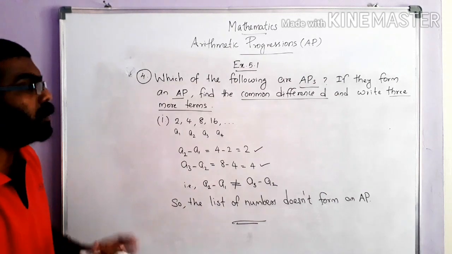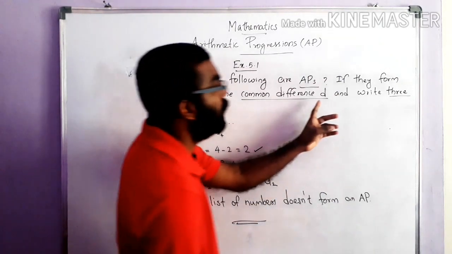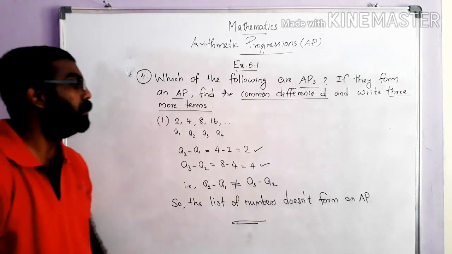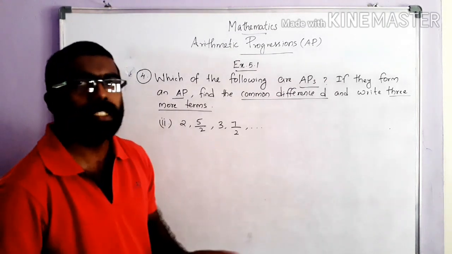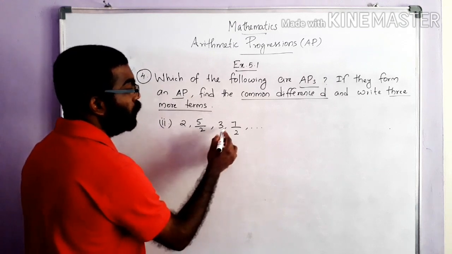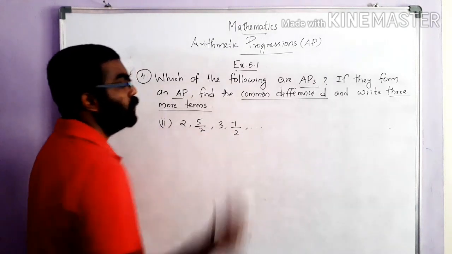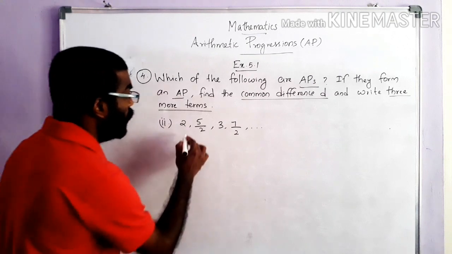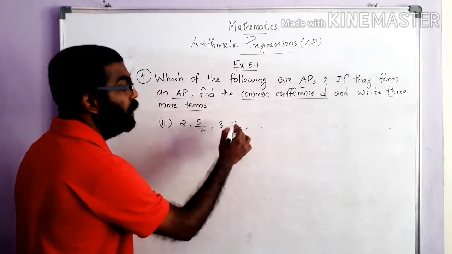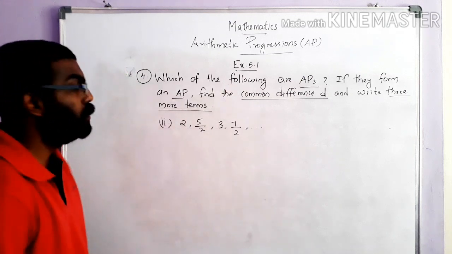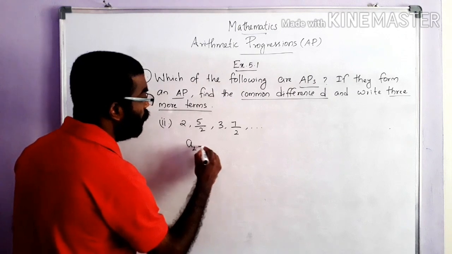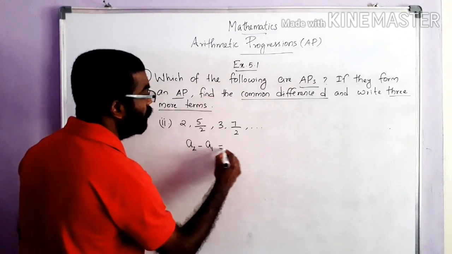And since it is not an AP, no need to write the difference and 3 more terms. Okay. Now move to the second question. It is 2, 5 by 2, 3, 7 by 2, and so on. So here the first term is 2, second term is 5 by 2, third term 3, fourth term 7 by 2. Now we can find the difference A2 minus A1.